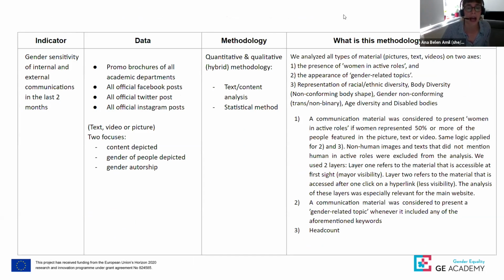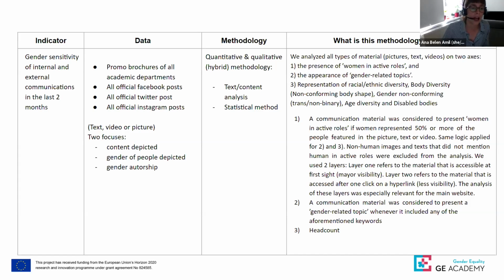And the other methodology, which is quantitative and qualitative, a hybrid methodology that Karim already mentioned is possible. It was text and content analysis and statistical methods for the indicator gender sensitivity of internal and external communications of the CEU, our university, in the last 2 months. Our data was the promo brochures of all academic departments, all official Facebook posts, Twitter posts, Instagram posts, and the official website, including all the news section that I forgot to mention there. And this might come in the way of text, video, or picture.